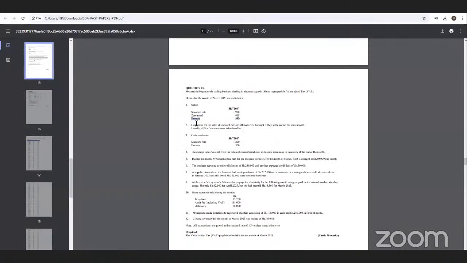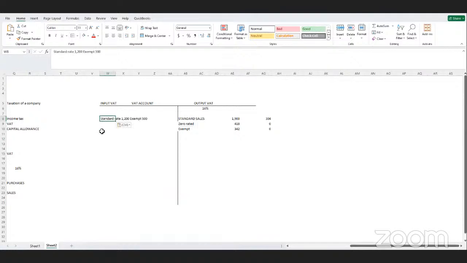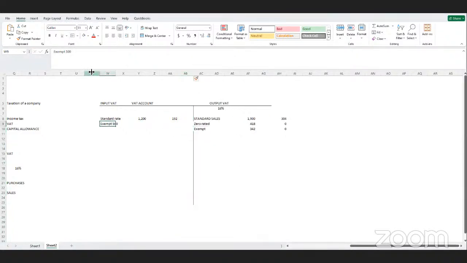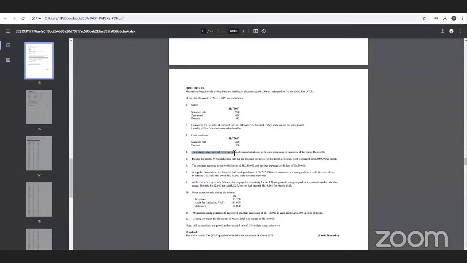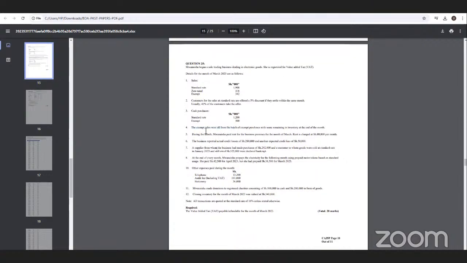So we go to the cash purchases. We have the standard rate, and the cash purchases here. We have standards also. Standard is this one. You multiply this one by 16% so that you get the VAT element. Exempt is not taxed, so that one will be 0. The VAT will be 0. Go to the exempt purchases: exempt will remain in the inventory at the end, so that one is part of the inventory. It will not affect the VAT.